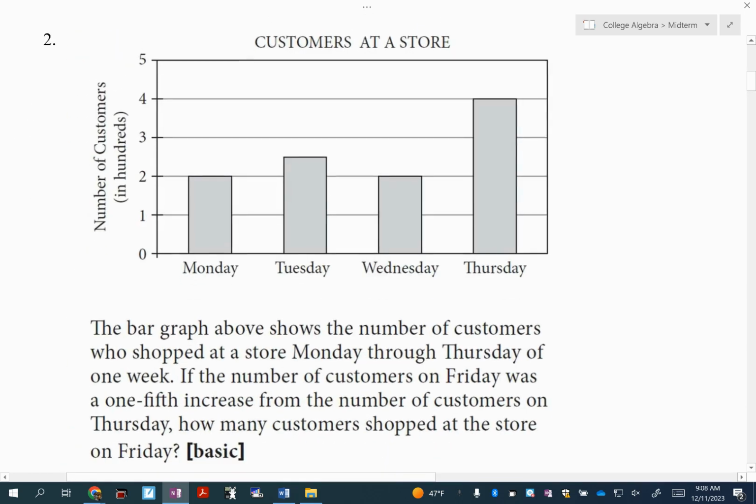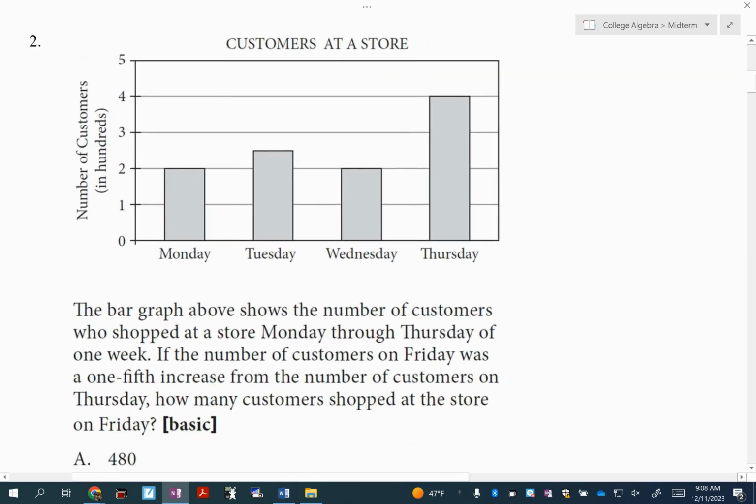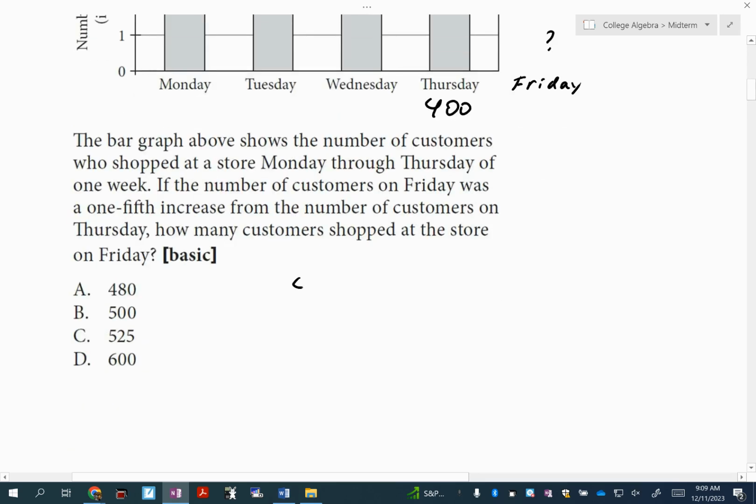All right, number two. Number two says that the number of customers on Friday, so they didn't tell me how many customers were on Friday, was a 1/5 increase from the number of customers on Thursday. How many customers shopped at the store on Friday? So first is how many shopped at the store on Thursday. We're all going up to here, which is 4. But remember, it says in hundreds. So 400 customers on Thursday.